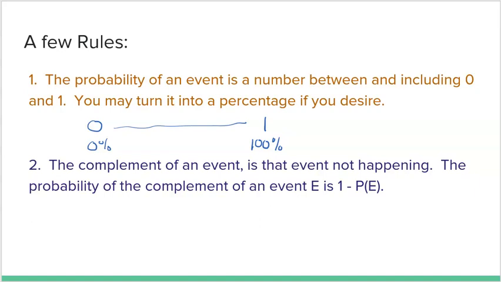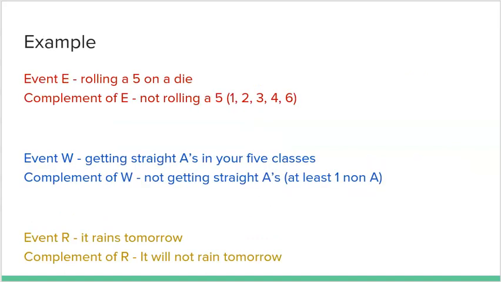All right, the second rule is what we call the complement. The complement of an event is that event not happening. So if the probability of E is the probability of the event happening, then 1 minus the probability of E is the probability of that event not happening. Sometimes it's actually easier to find probabilities by thinking about their complement. Pretty easy to understand. Let's give a couple of examples of complement just so you understand what I'm saying.